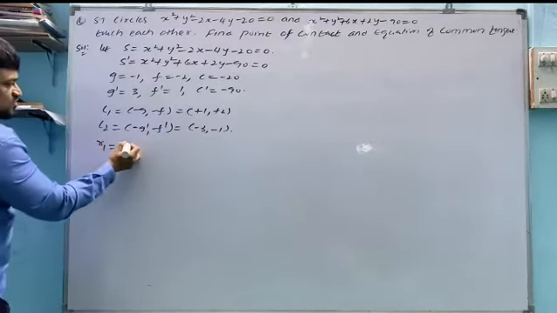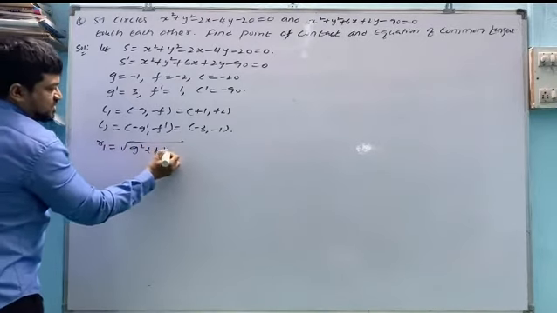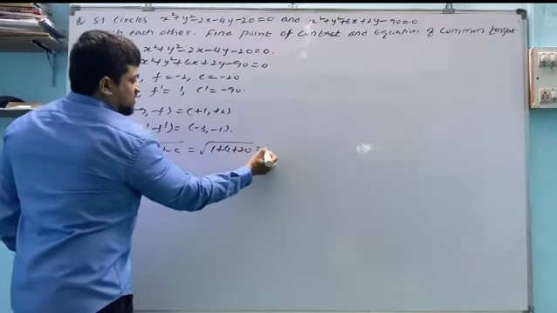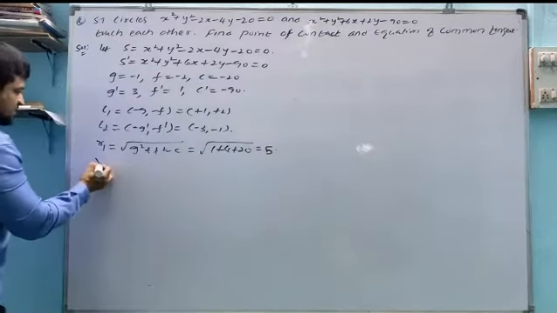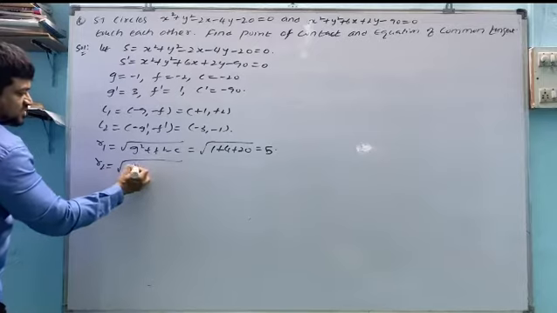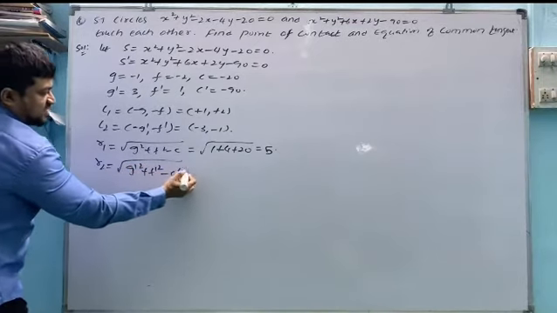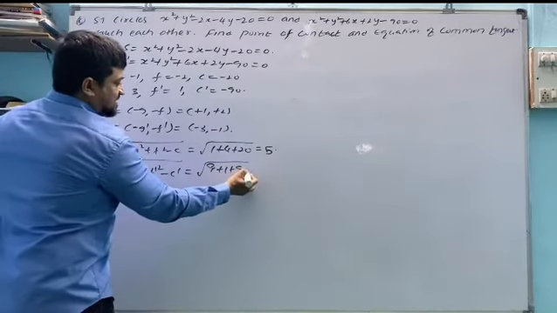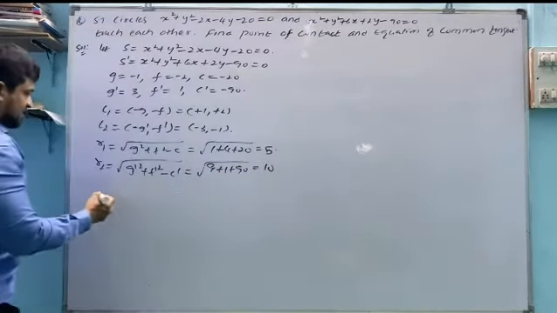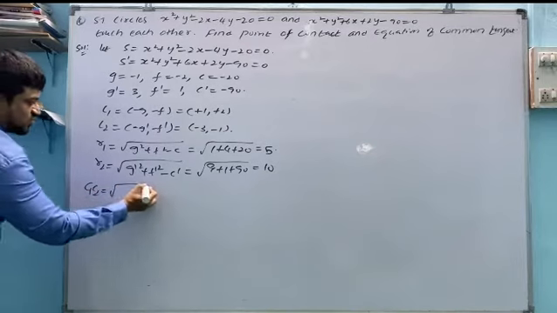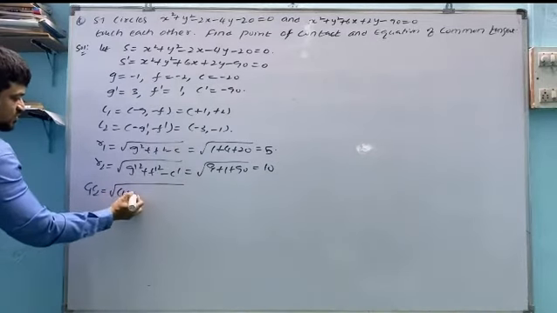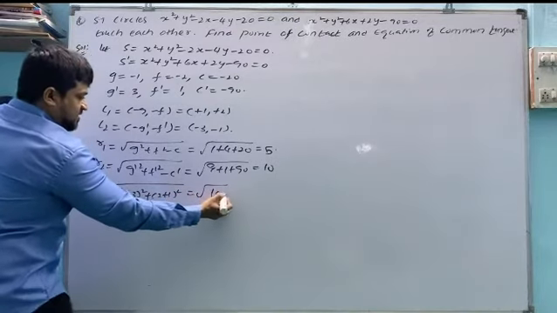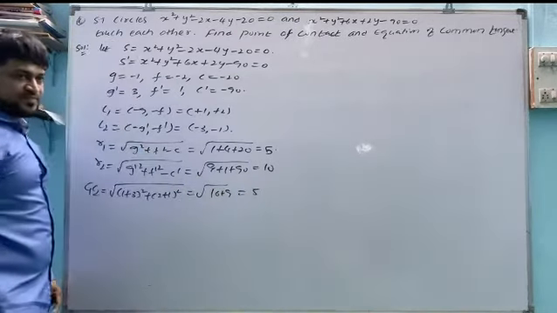Then radius 1 is root over g square plus f square minus c, which is root over 1 plus 4 minus of minus 20, root 25 is 5. Then radius 2 is root over g dash square plus f dash square minus c dash. So this is 9 plus 1 minus of minus 90, root 100 is 10. Then the C1 C2 distance is root over x2 minus x1 whole square plus y2 minus y1 whole square, which is 16 plus 9, 25, so root is 5.